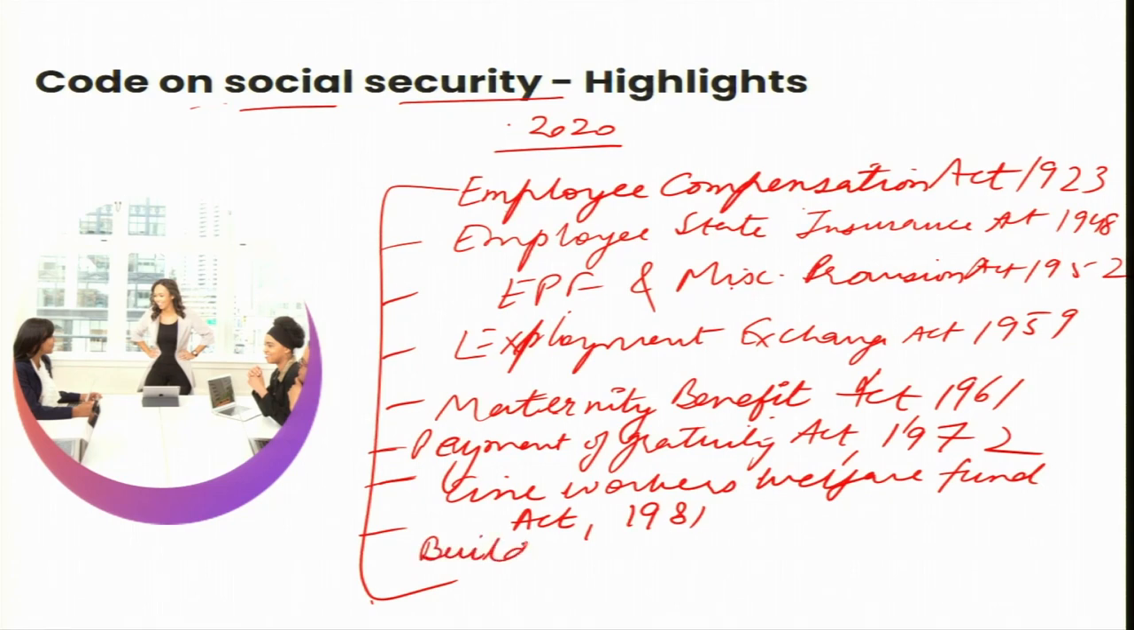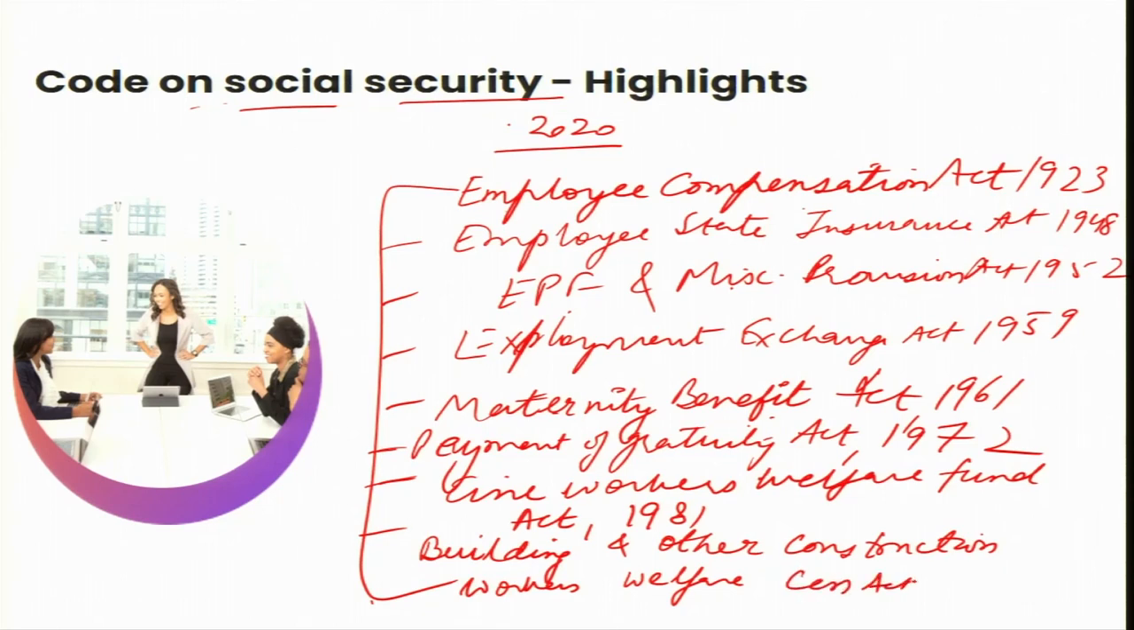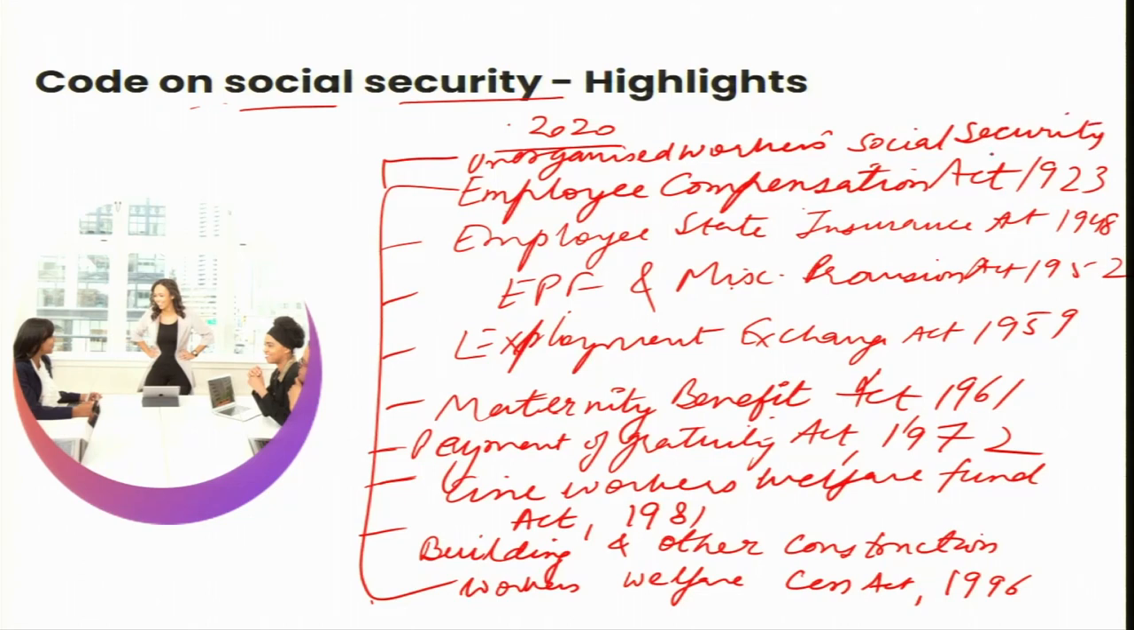Then we have another act called the Building and Other Construction Workers Welfare Cess Act 1996, and last but not the least is the Unorganized Workers Social Security Act 2008. So these are 9 laws in all, and these laws have been put into this code on social security. By means of it, people will be protected against all kinds of risks, and they will be able to lead a very secure life at work.